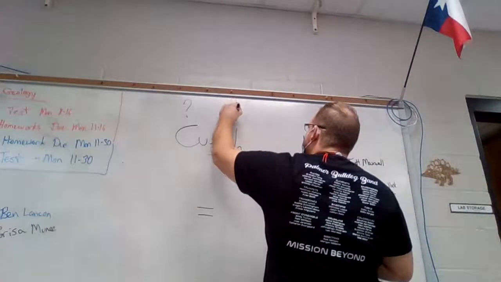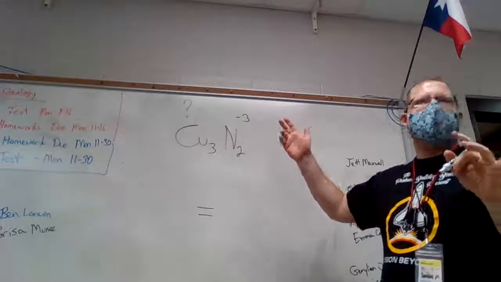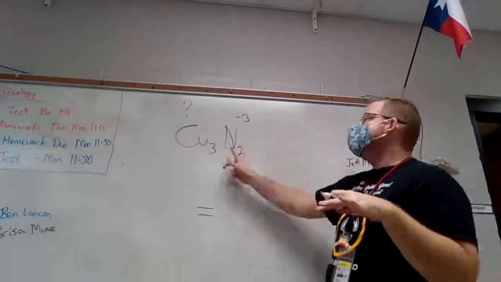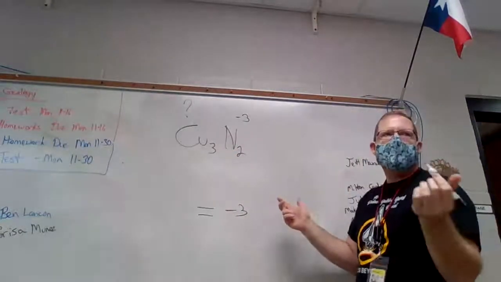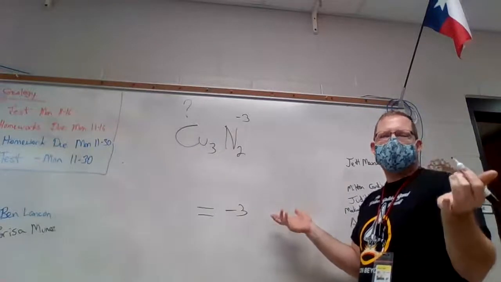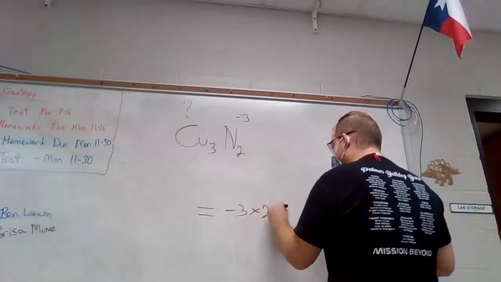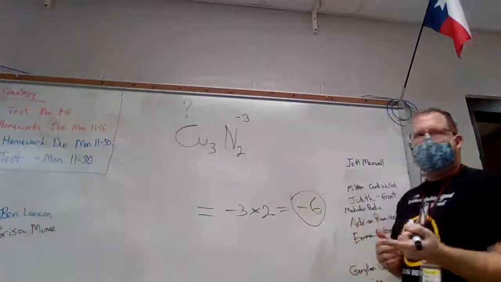So my nitrogen is a -3 charge. I'm not going to write this in the formula. They don't write it in the formula, but I need to know it. And if each nitrogen is a -3, and I have 2 of them, how many total negative charges do I have? -6. So -3 times 2 is equal to -6. -6 is what I have here.